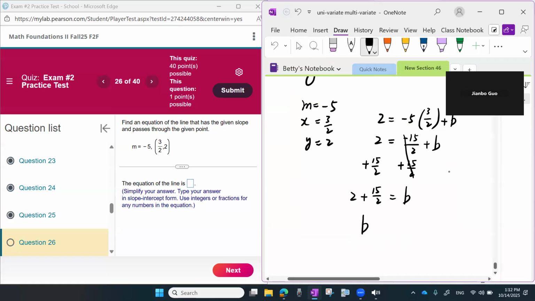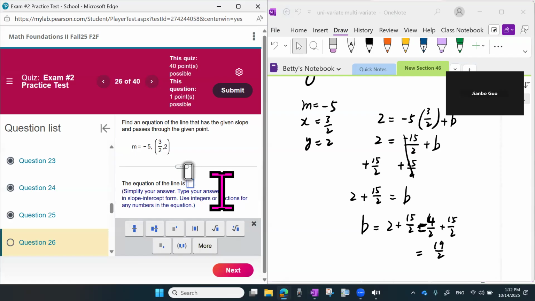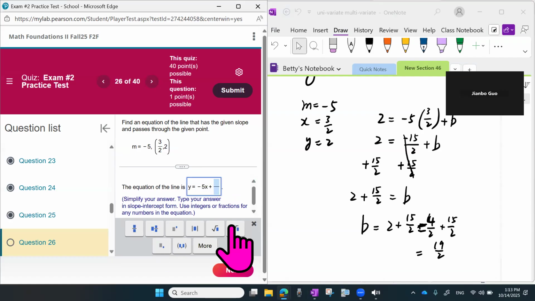And we can switch the order if you like. b equals 2 plus 15 over 2. 2 is 4 over 2. So 4 over 2 plus 15 over 2, and we get 19 over 2. So the value of b is 19 over 2. So your answer will be y equals -5x plus 19 over 2.